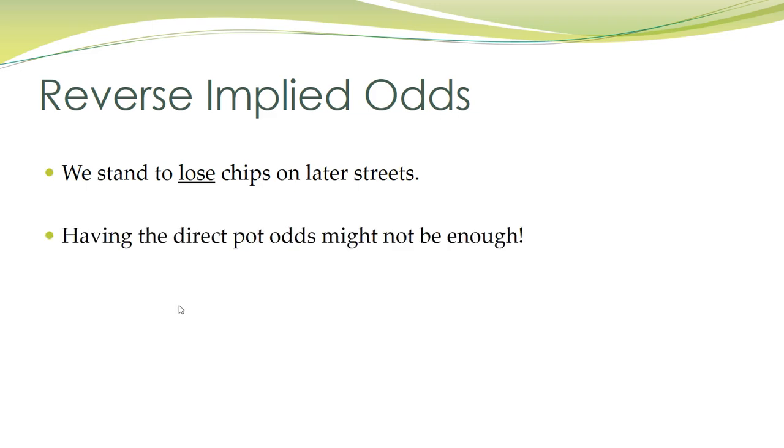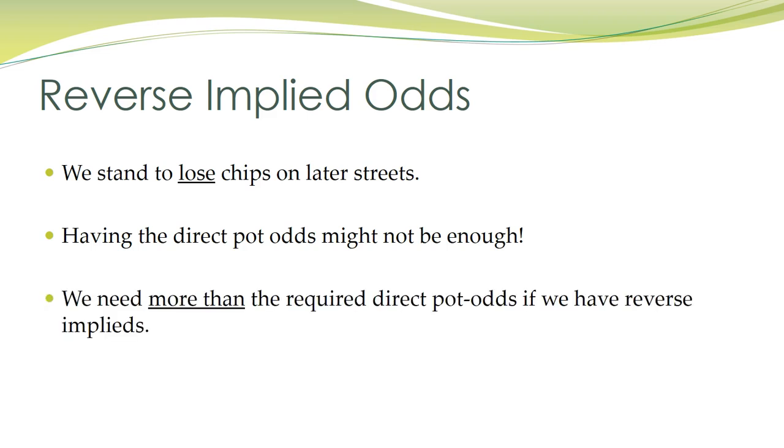What that might mean is, even if you do get the direct pot odds on your current street, it still might not be correct to call, because you're going to end up losing money on the later street, which is going to make it non-profitable for you. In other words, you can have the direct pot odds, you should still fold, because if you call, you're going to end up in some really risky situations on the later streets. It's going to be better that you fold on your current street than it is to proceed to those later streets and end up losing additional chips.